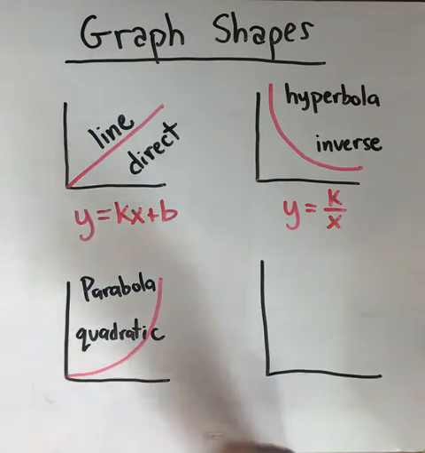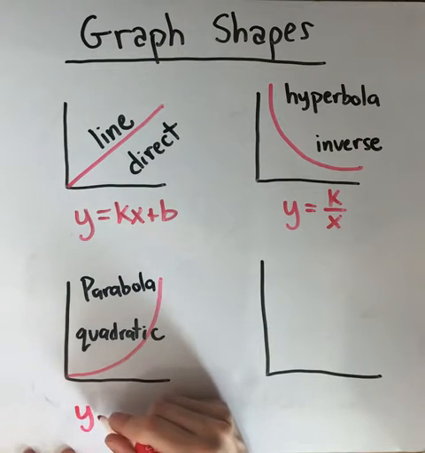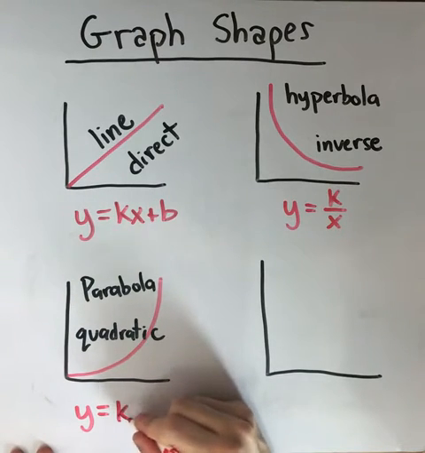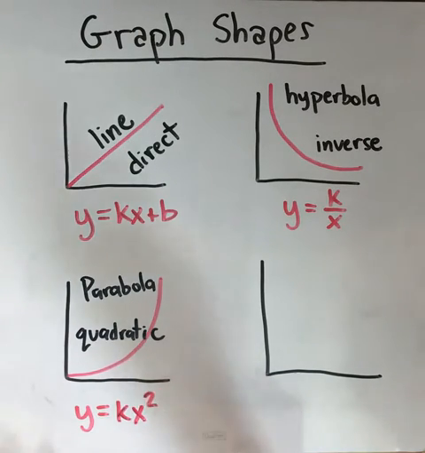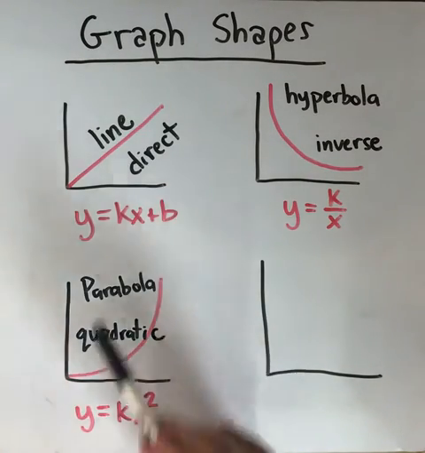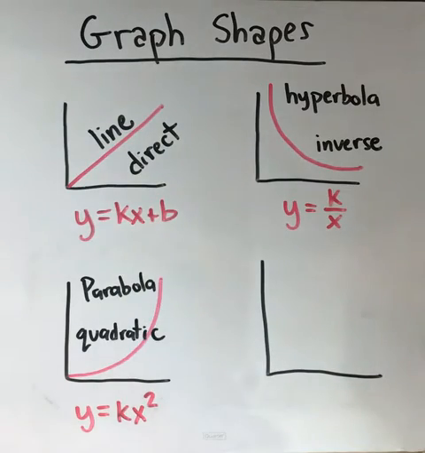Now, a quadratic equation is an equation in which the independent variable has been squared. So the equation is y equals kx squared. It is the square that bends this and prevents it from being a straight line.